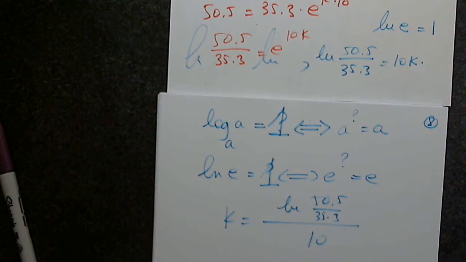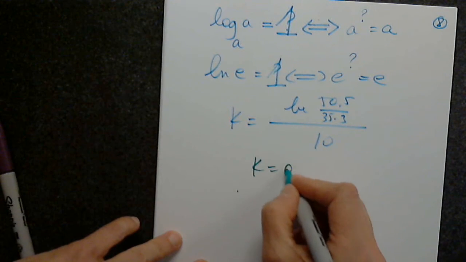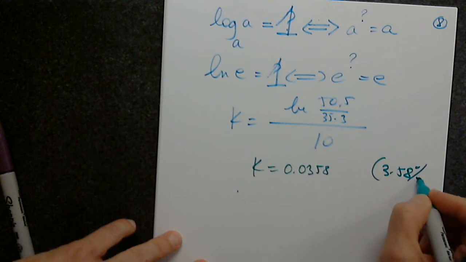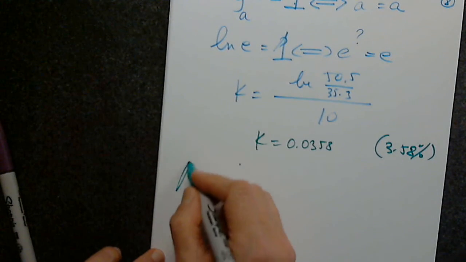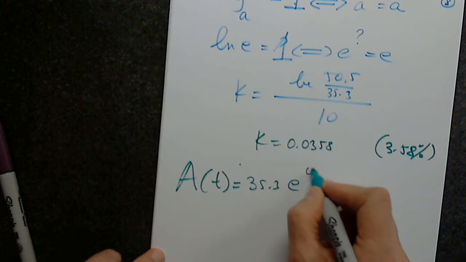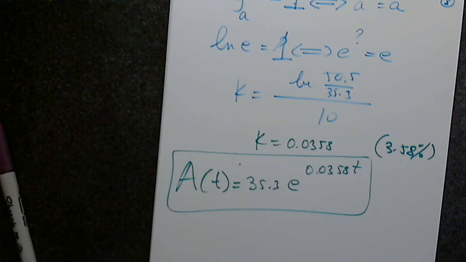And this is what again? Exactly. However, we cannot use percent. But yes, it's the growth rate, 0.0358. If you want, 3.58%. I have the entire function now: 35.3 e to the 0.0358 t. And now I can answer any question about it. This was part A. We determined the model fully.